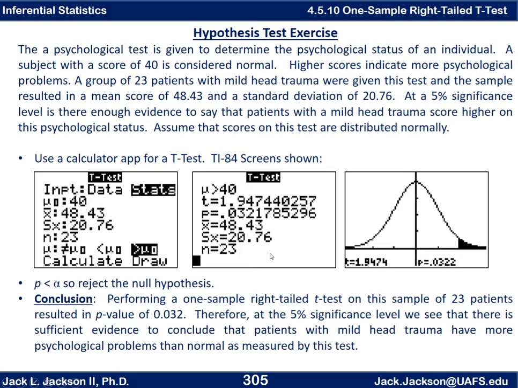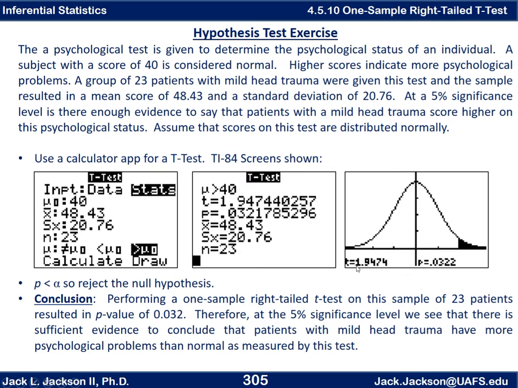So if we click Calculate, you get this here. It shows you the alternative hypothesis, mu greater than 40. The test statistic, t star, was 1.9 something. The p-value is about 0.032. The x-bar value is 48.43, the Sx is 20.76, and n is 23. Those last numbers we just typed in, and it's just reminding us of that. But it computed the t and the p-value, which is the new information.